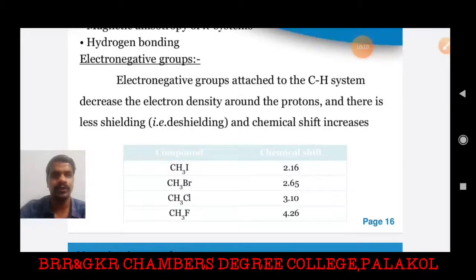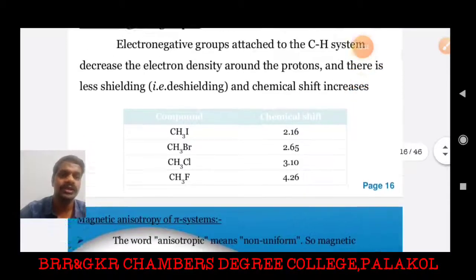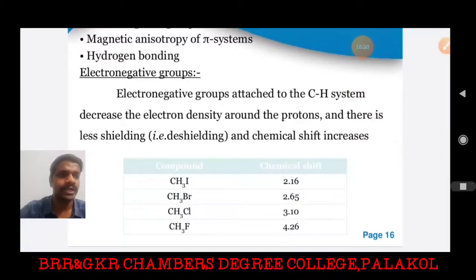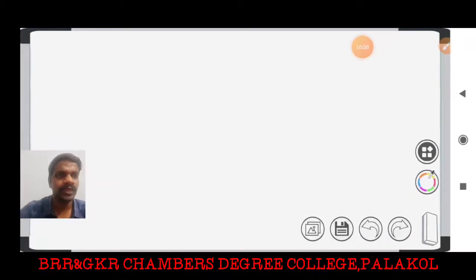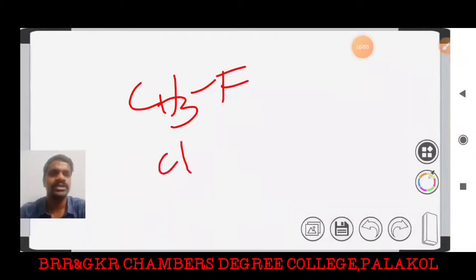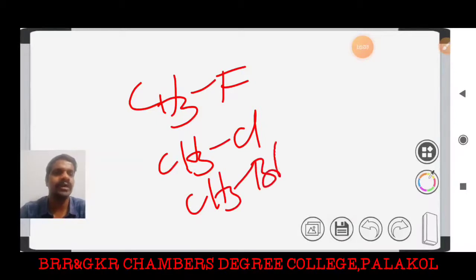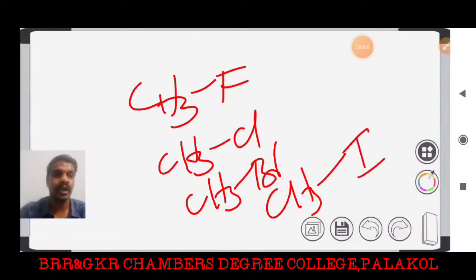It is called electronegativity. So electronegative groups attached to CH system decrease the electron density around the protons, and there is less shielding, and the chemical shift value will increase. Let us discuss in detail on the whiteboard. Here we have CH3F, CH3Cl, CH3Br and CH3I. That means methyl fluoride, methyl chloride, methyl bromide, and methyl iodide.